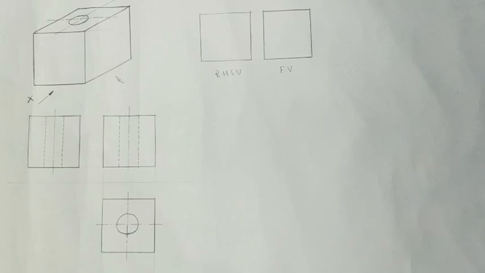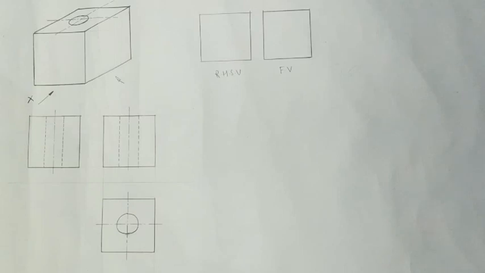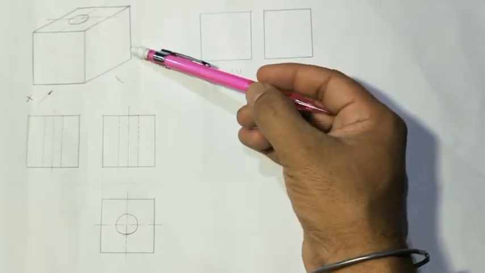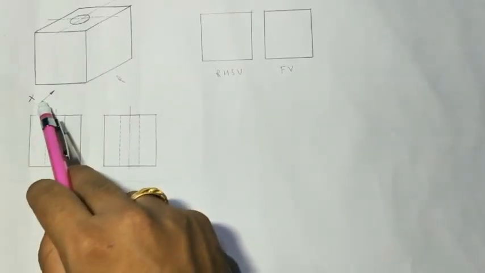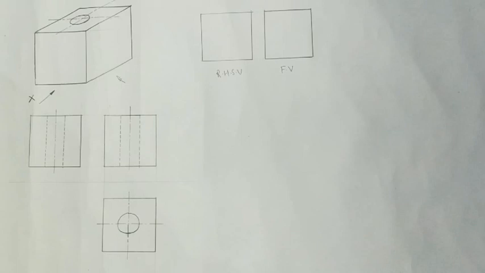So first of all, whatever figures you see here, these are the figures which we understood in the last lecture itself. So we know that this is the cube having a hole on its top surface, which we cannot see from the front view, that is from the X direction, and from the right hand side view. That hole is invisible, or you may call it hidden.